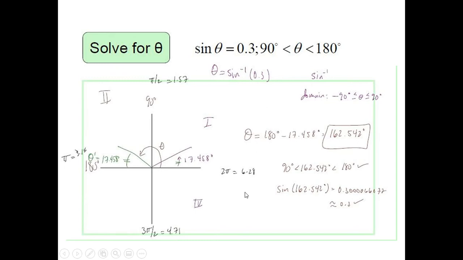If I wanted to draw a picture of this, it would look something like this. Here's quadrant 1, here's quadrant 2, here's 90 degrees, here's 180 degrees. So the inverse sine of 0.3 gives me 17.458, but that would be in quadrant 1. We want the value in quadrant 2, which has the same y value. That's going to be here, and that's 180 minus 17.458. If you need to come back to this slide, you can do that or take a screenshot.